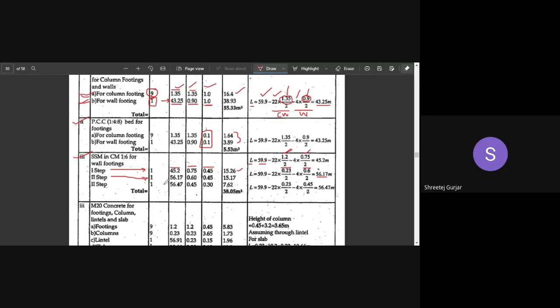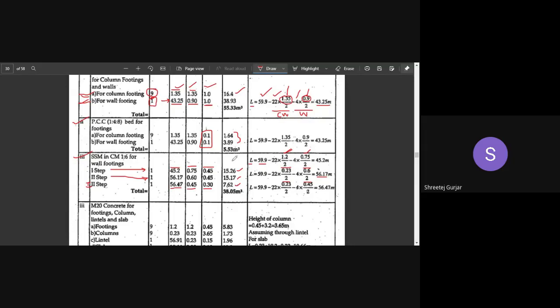Similarly, this is your third step. They have not mentioned it here. The third step is at a level of 0.3. At the 0.3 level, if you check the width of your column footing, it is 0.23, same, and the width of your third step is 0.45, as given here, and the depth of your third step is 0.3. So you can get your length, breadth, and height, and if you multiply all this, you get your quantity in meter cube. This is how you calculate your size stone masonry.